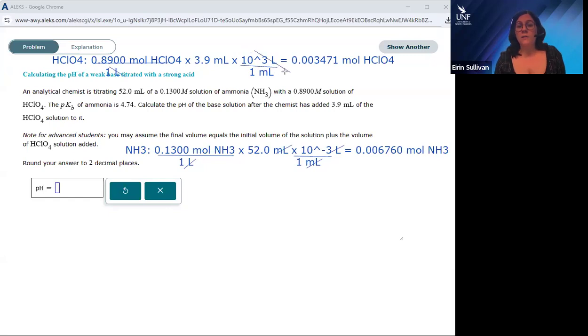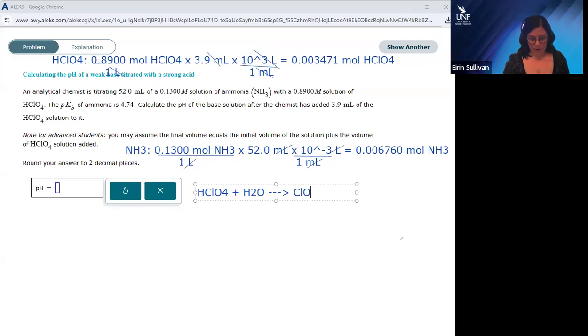So the easiest way to do this is to recognize that what we have is going to be a buffer solution, because the product of that neutralization reaction is that we're generating some of the conjugate acid. If I have any strong acid in aqueous solution, that is going to completely dissociate. So we'll have the perchlorate anion, which doesn't do anything, and the hydronium ion, and that is what is going to be neutralizing our ammonia.